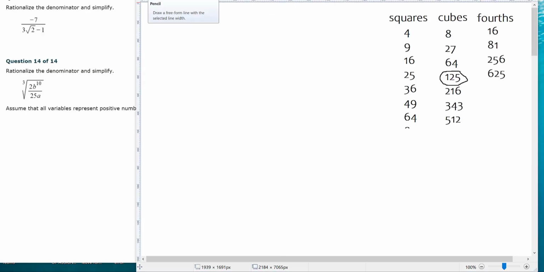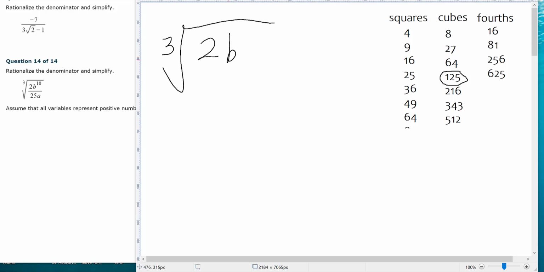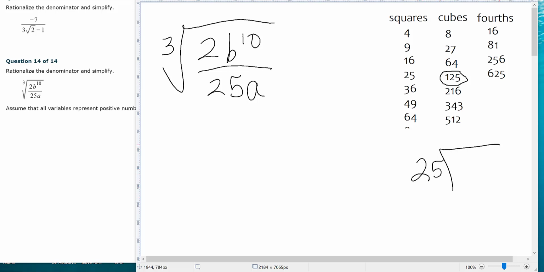Number 14, the cube root of 2b to the 10th over 25a. Now this means I need to not have a cube root in a denominator, and I've got a denominator there that's not rational. And so what I've got to do is find a cube that 25 will go into, and I've circled it over here. If you divide 25 into 125, it goes 5 times.